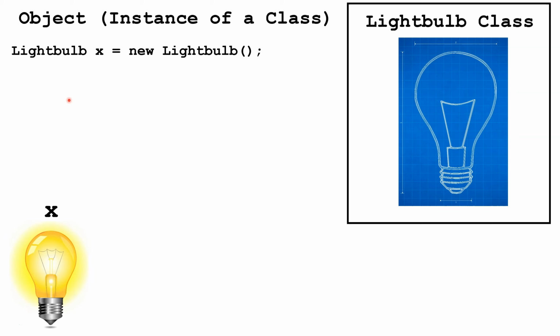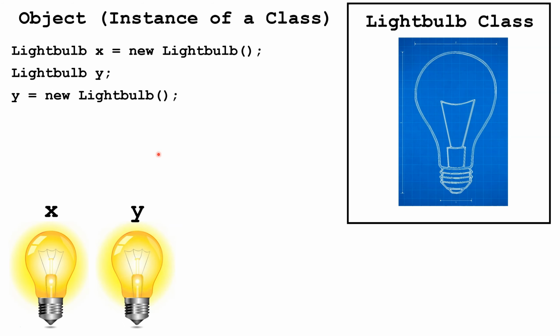Now let's look at another way to declare and initialize a light bulb object. Here we can declare the light bulb variable y on one line, and then we can initialize it on the next line by saying y equals new light bulb, open close parentheses. And then we get a second object attached to the y variable.